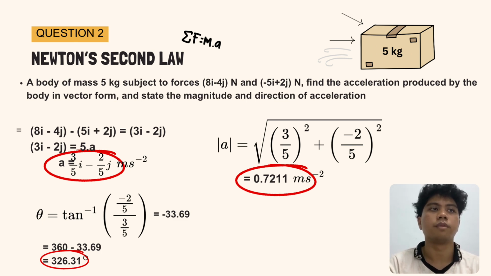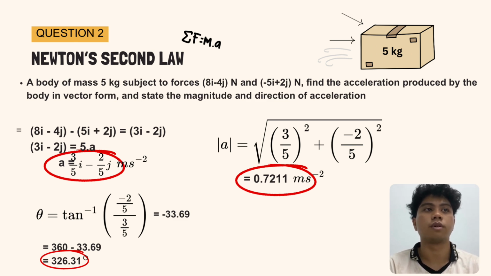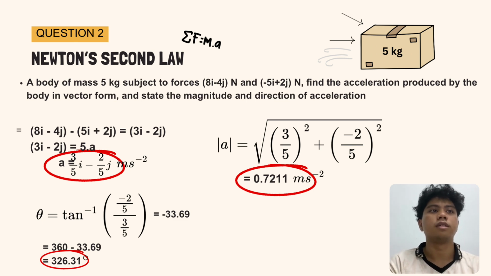And now, to find the magnitude, all we need is to substitute our i and j into the formula, and it will be square root of (3 over 5) squared plus (negative 2 over 5) squared. The answer is 0.7211 meter per second squared.